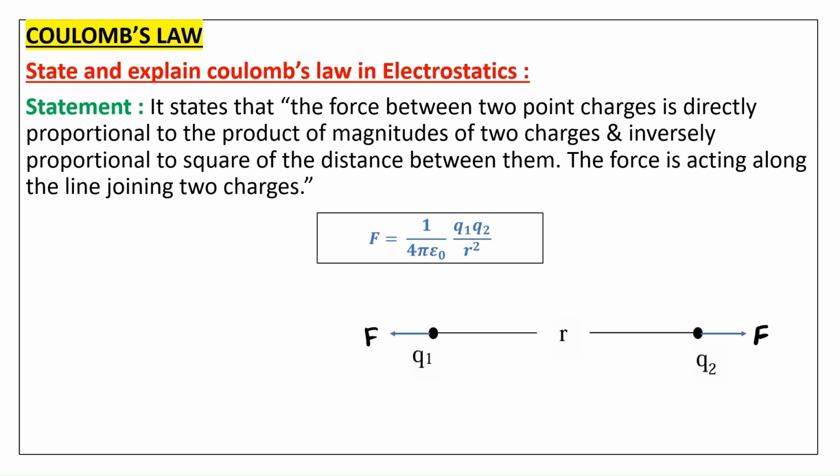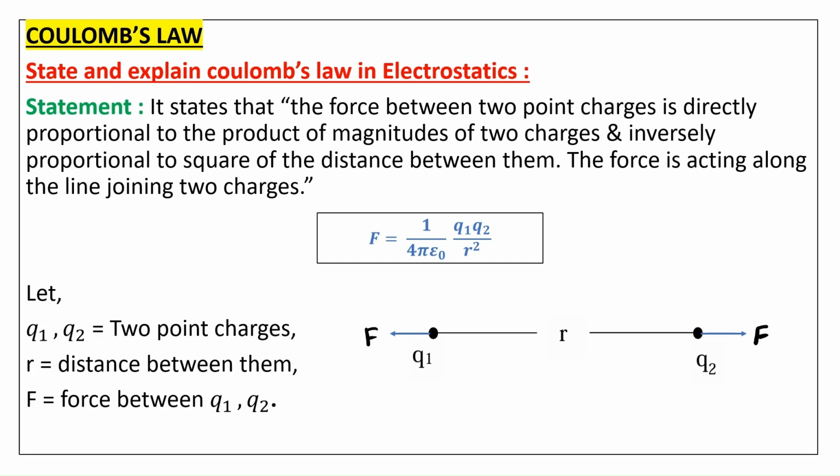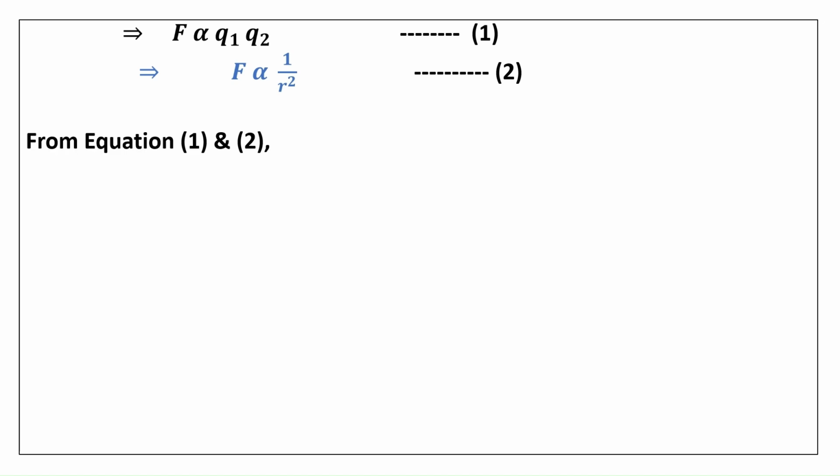Explanation. Let Q1 and Q2 be two point charges. R is the distance between them. F is the force between Q1 and Q2. Therefore, F is directly proportional to Q1 Q2. Mark it as equation 1. Then, F is inversely proportional to R square. Mark it as equation 2.